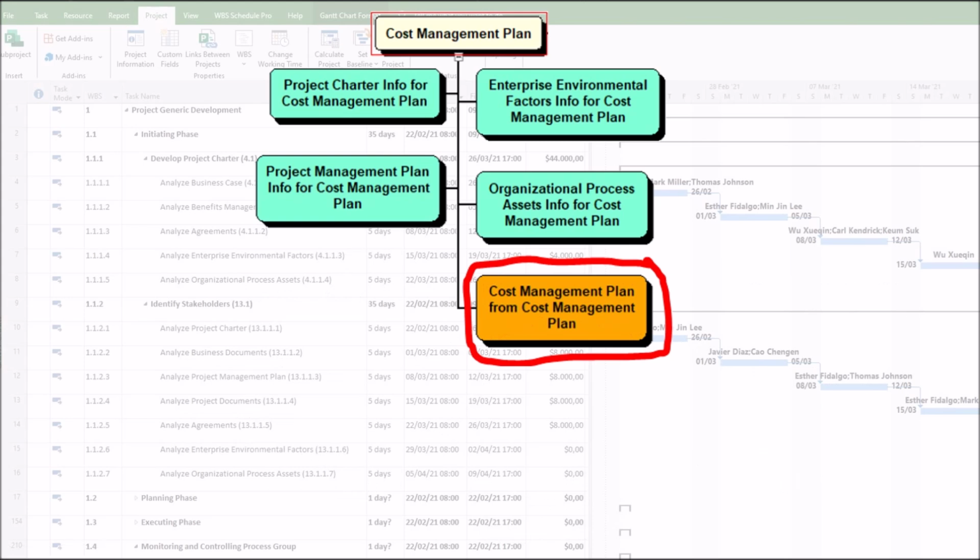Without the cost management plan, projects risk budget overruns, misallocation of funds, and poor financial control, leading to potential failure. In conclusion, a weak cost management plan analysis leads to financial chaos, stakeholder distrust, and project failure.